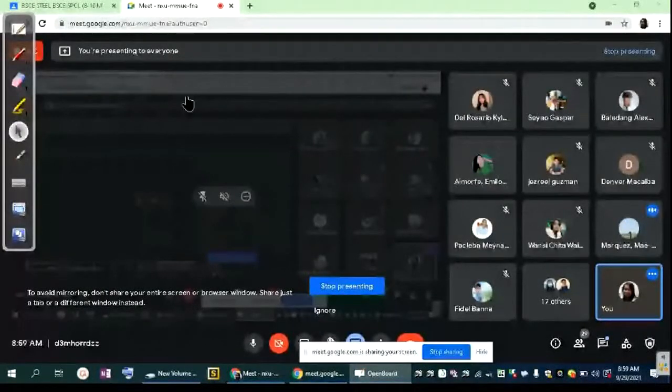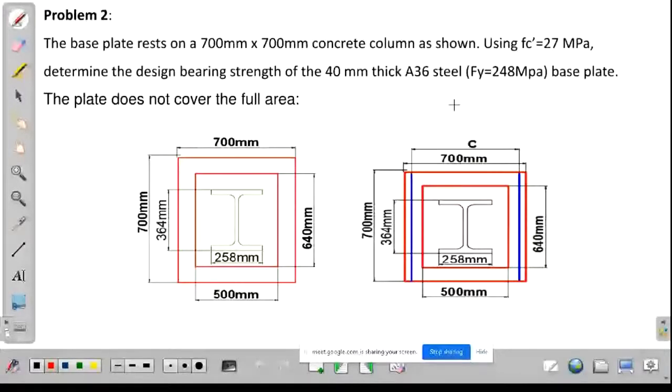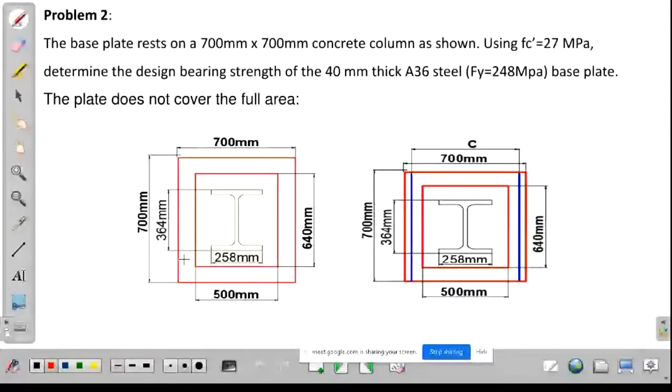Okay, read. The base plate rests on a 700 mm by 700 mm concrete column as shown. Using FC equals to 27 MPa, determine the design bearing strength of the 40 mm thick A36 steel. Fy is equals to 248 MPa base plate. The plate does not cover the full area.